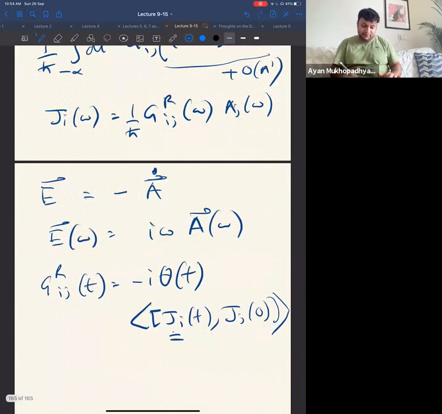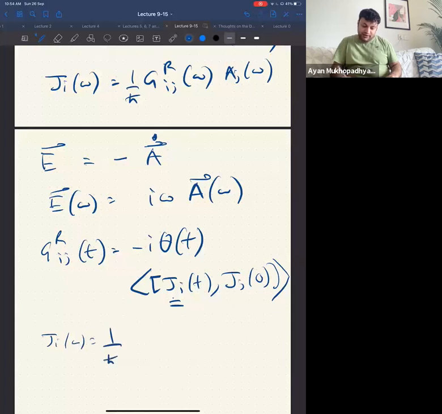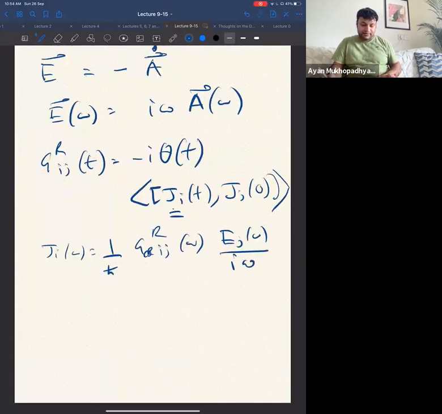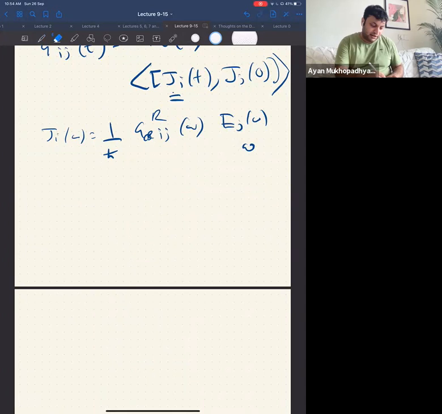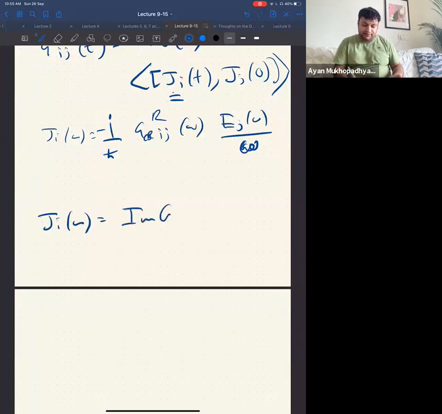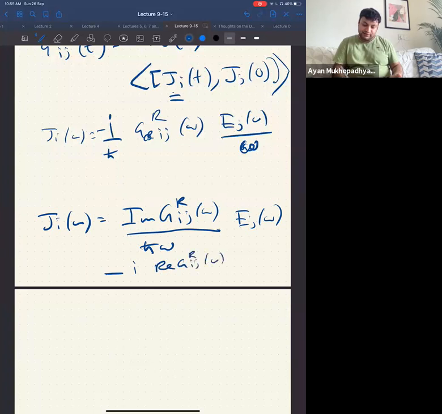But now if I substitute it back in this equation, I get J i omega is equal to 1 over H bar G R i j of omega, and E j omega by i omega, right? So which means that I can simply take the i out and just write it as omega and minus i here, right? So finally what I get is that J i omega will be equal to imaginary G R i j of omega by H bar omega times E j omega, plus a part which is real, which is minus i real G R i j of omega by H bar omega E j omega.